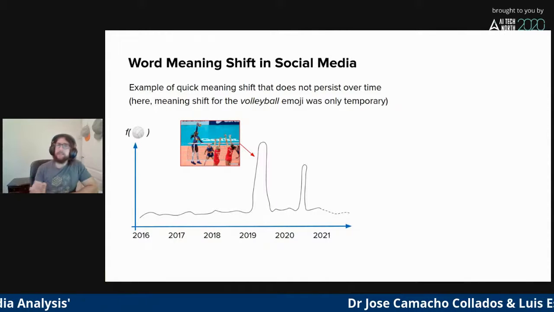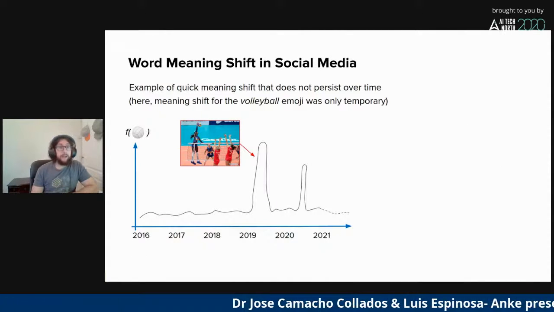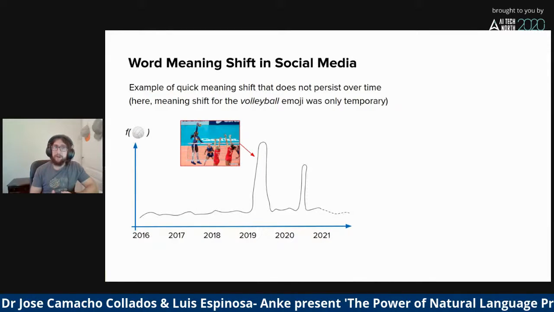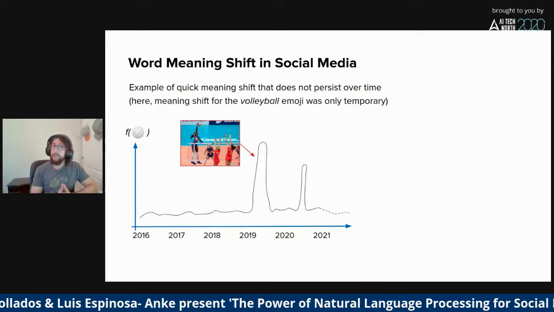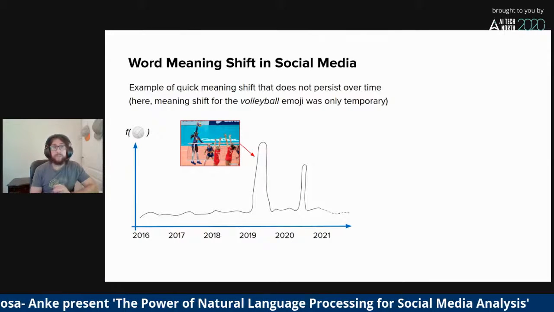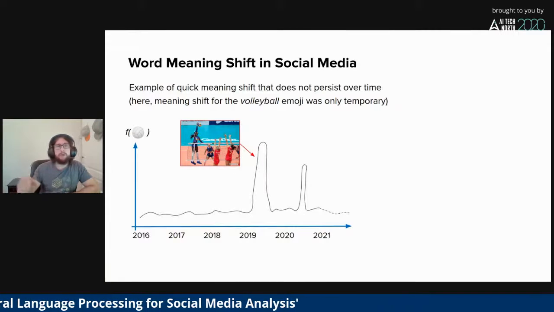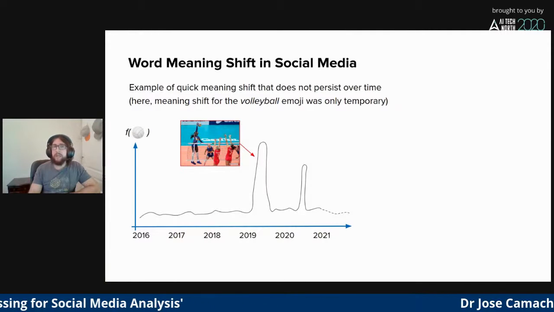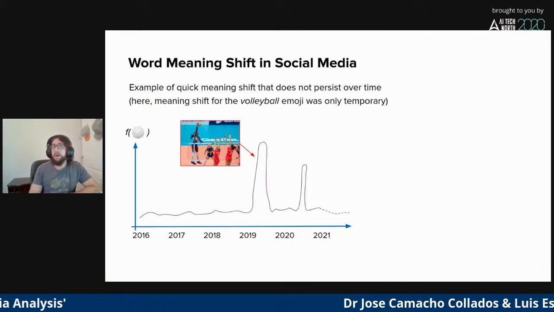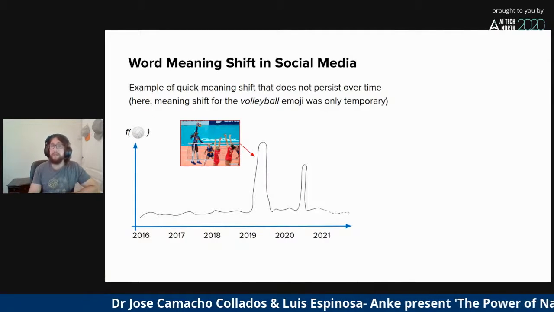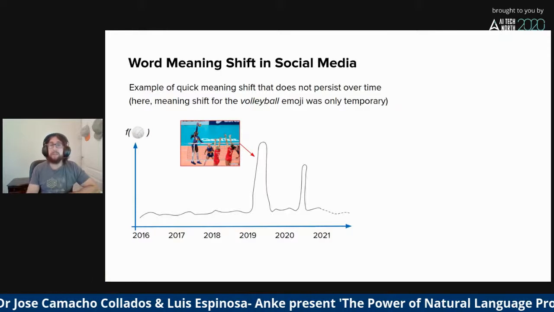Now, in social media, this phenomenon is much more pronounced. And the reason is because social media is a rapidly changing environment. So some meanings actually change in a matter of months or even weeks. You can imagine, no? Let's say you have a way to monitor how often people are using the volleyball emoji, and you have a regular frequency, so nothing special happening with volleyball, but maybe you have a spike here. So people are, this is becoming trendy.